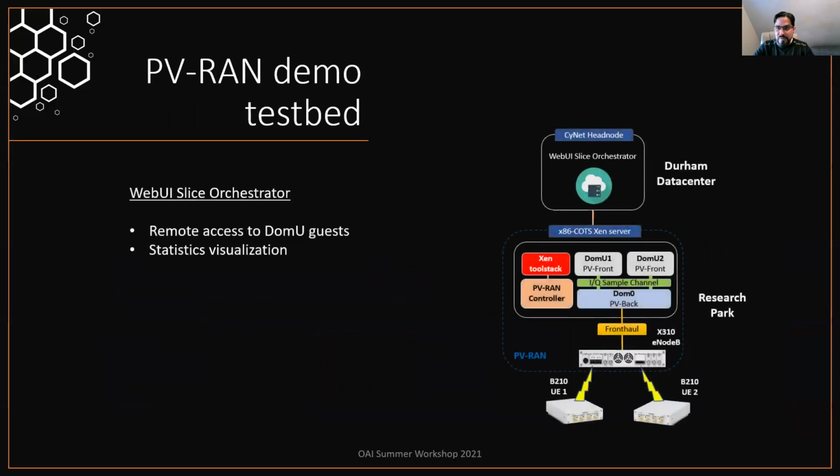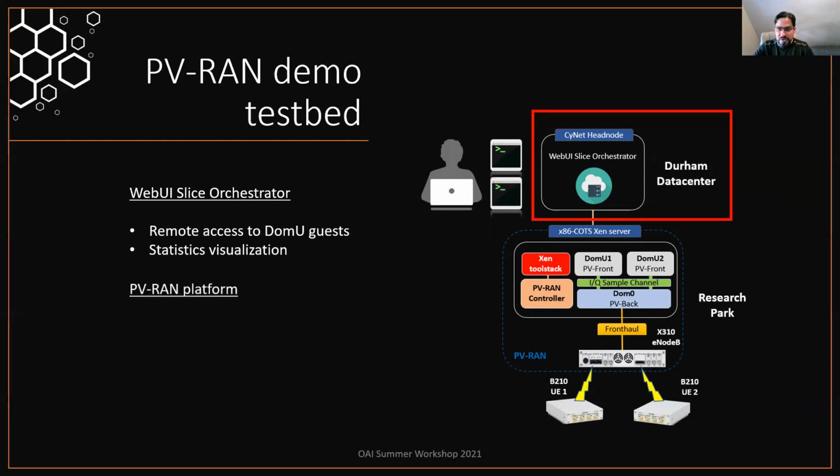For this demo, the PVRAN has been deployed in the basement of Research Park, and a backhaul link connects the PVRAN to the SciNet head node in the ISU RAM data center. We have implemented and deployed on the head node a web user interface slice orchestrator that we can access remotely to run our slices in a browser and also display statistics.